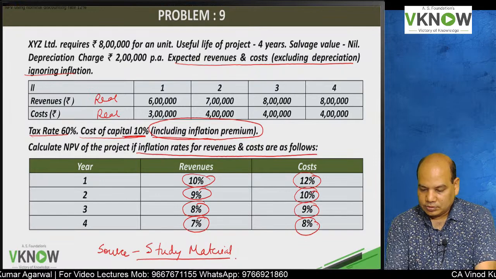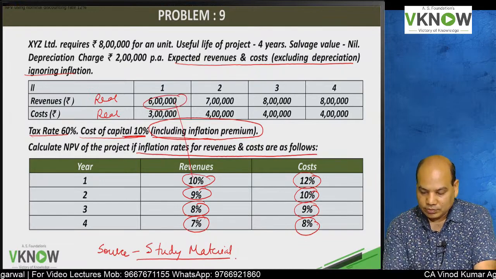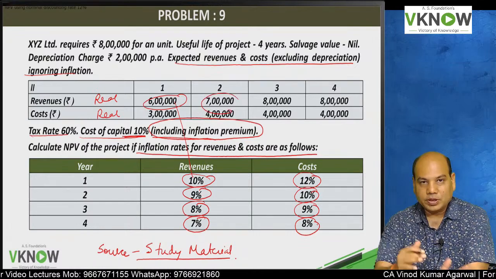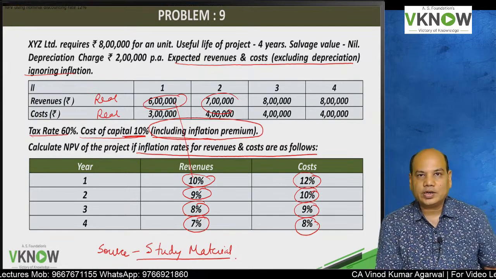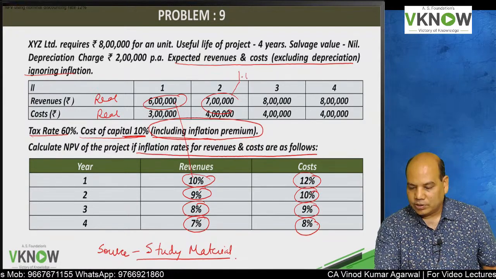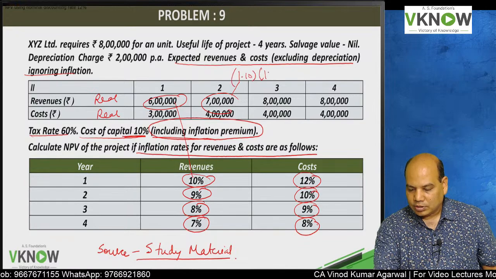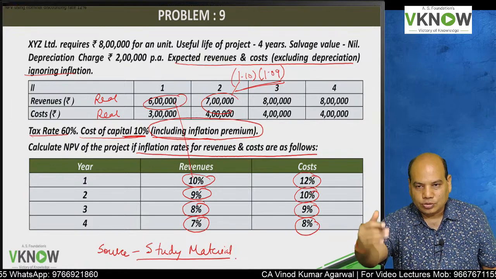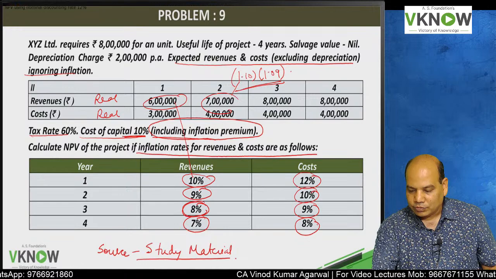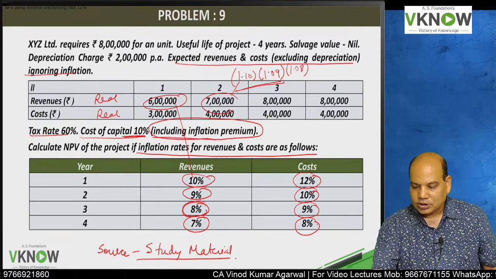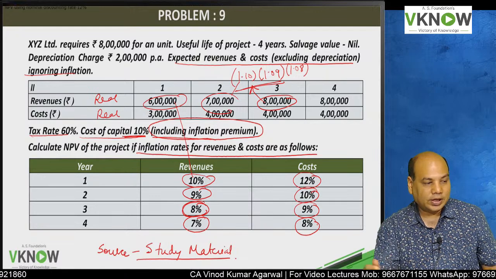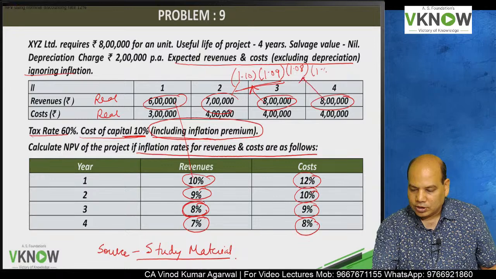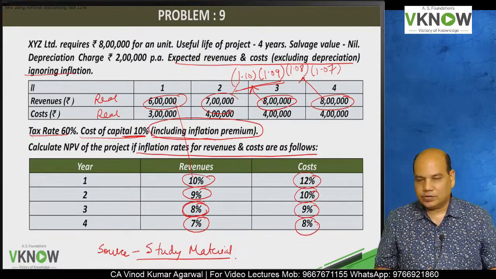For example, 6 lakh into 10% is okay, but when you go to the second year, the inflation is 10% in the first year and 9% in the second year. So you have to multiply by 1.10 and 1.09 because the effect of inflation is cumulative. Year 1, year 2, year 3. When you go to the third year, you multiply by 1.10 into 1.09 into 1.08, and when you go to the fourth year, you multiply by this number. Oh, so that is something new.